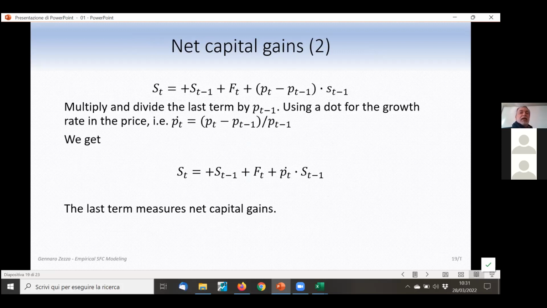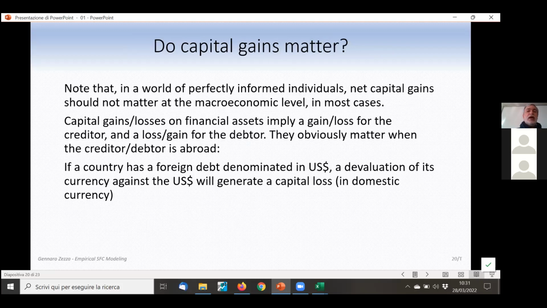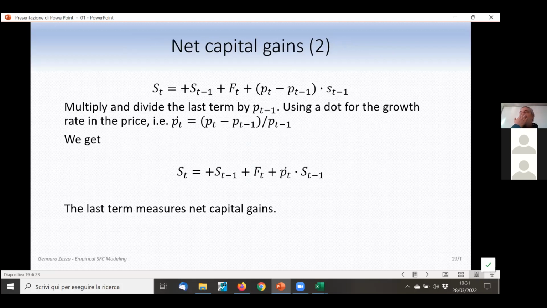But if we multiply and divide the last term by the previous market price P_{T-1}, we have that the capital gains will be the last term in my last equation, and they are given by the growth rate of the market price times the dollar value of the stock in the previous period. So this is quite important to know, because in our model, we never want things to be too complicated.